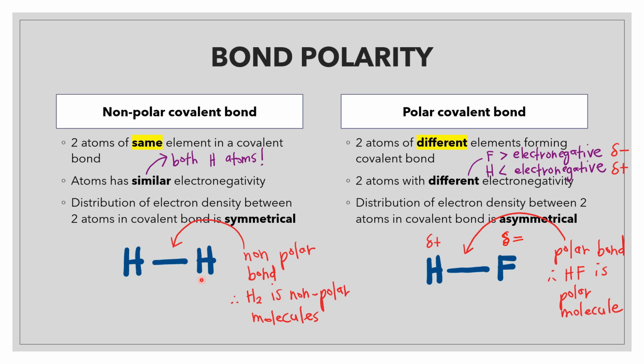Dan untuk hydrogen atom over here, since these two atoms adalah atoms yang sama, maka we cannot simply label delta plus and delta minus, okay, on these two atoms. Kerana apa? Kerana mereka mempunyai electronegativity yang sama. So, distribution of the bonding electrons here pun will be sama.